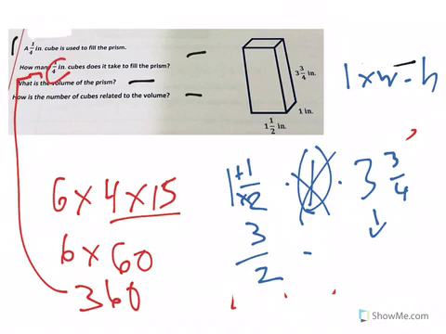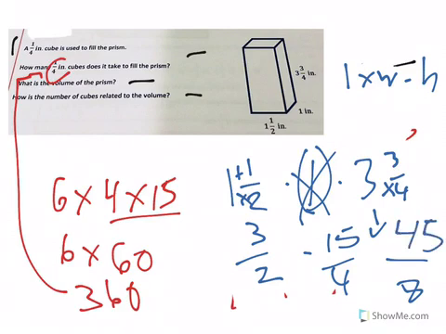And then bring down 3 3/4. 4 times 3 is 12, plus 3 is 15/4. Multiply across. 2 times 4 is 8. 3 times 15 is 45. We end up with 8 goes into 45 5 times, which is 40. So we end up with 5 5/8 inches cubed would be the volume of the prism.